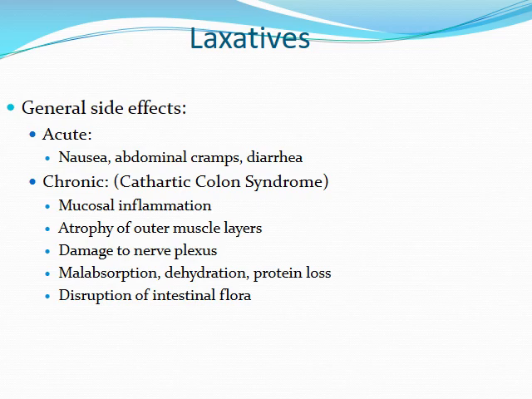Chronically, though, you end up seeing this issue of a cathartic colon syndrome, where essentially what's happening is that because we're taking the role of stimulating the GI tract from the body and doing it ourselves, you see issues where there can be damage to the nerve plexus over time. You have atrophy of some of the outer muscle layers. So because of that, you have malabsorption issues, dehydration, protein loss, and we can also potentially see disruption in the intestinal flora, which can cause problems and lead to things like C. diff and things like that.